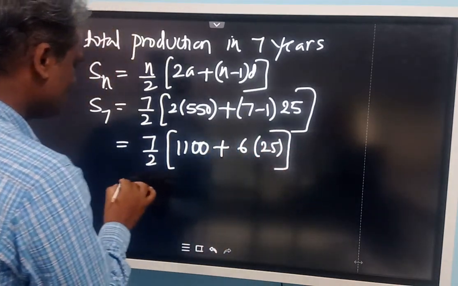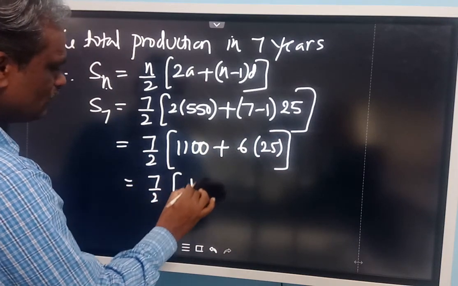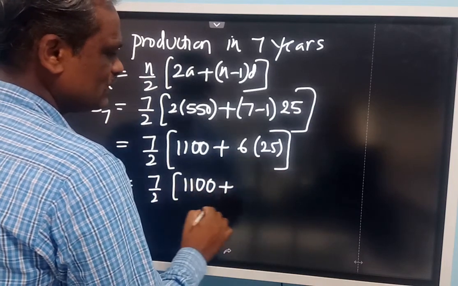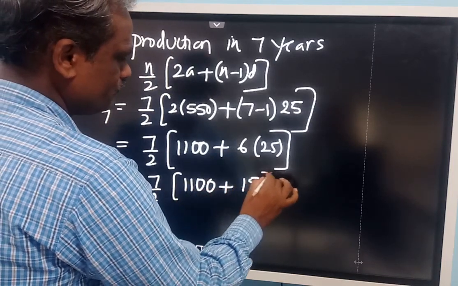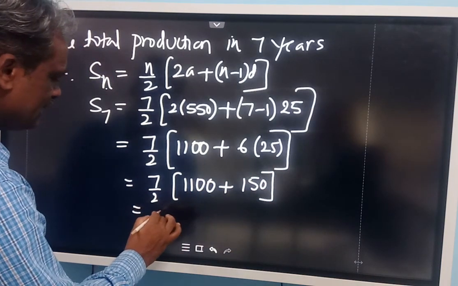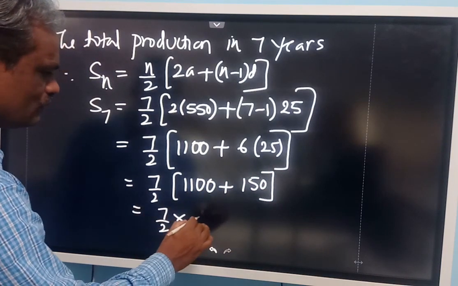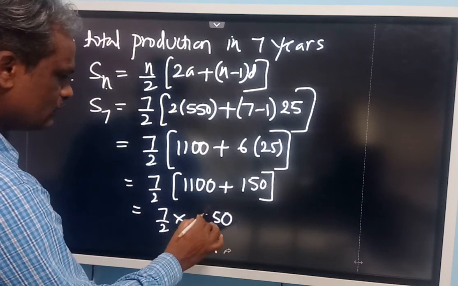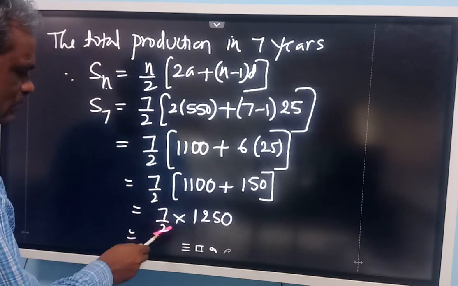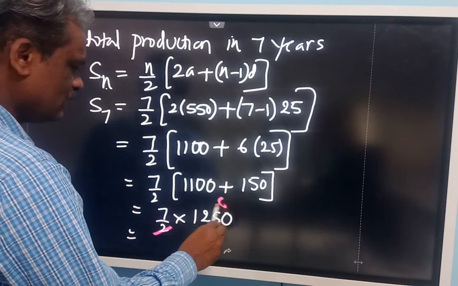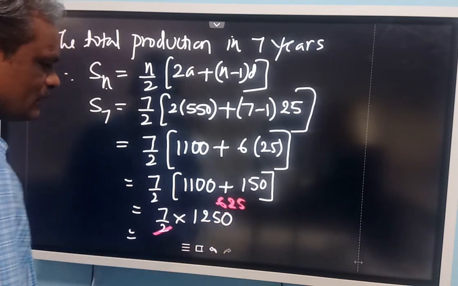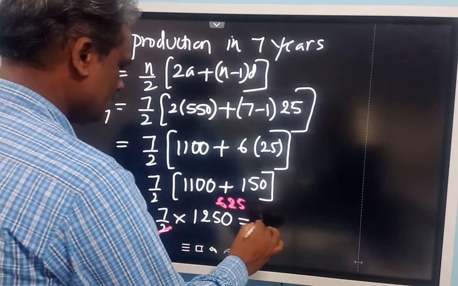Now simplify this. 7 by 2 into 1100 plus 6 into 25, which is 150. 150 plus 1100 gives you 1250. Then divide by 2, which gives 625, so it is 625 into 7.